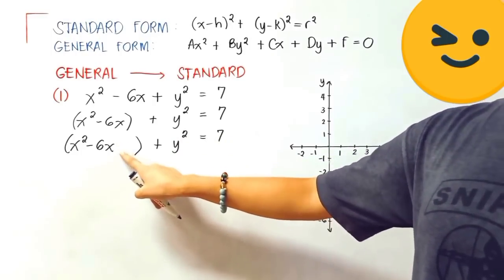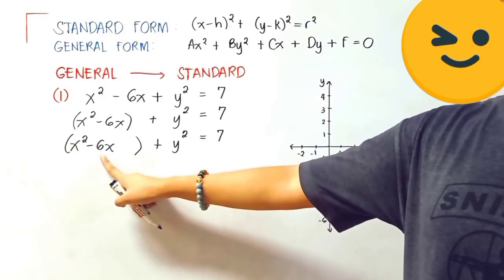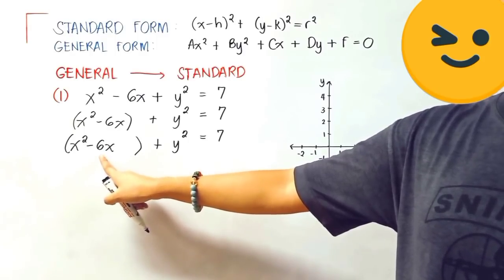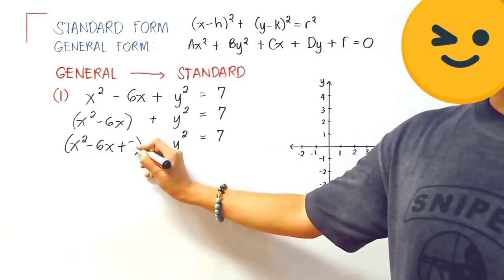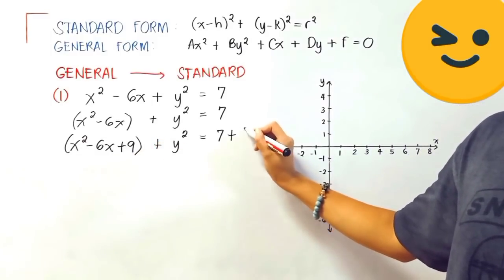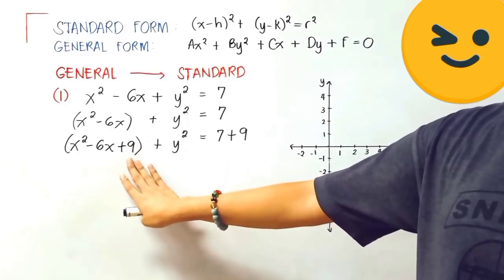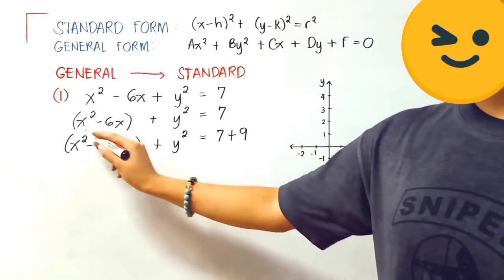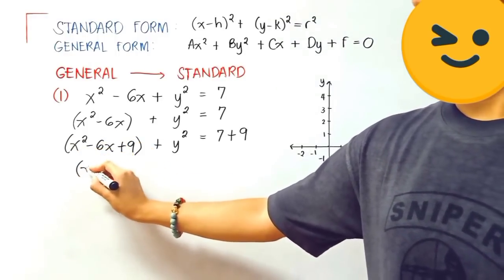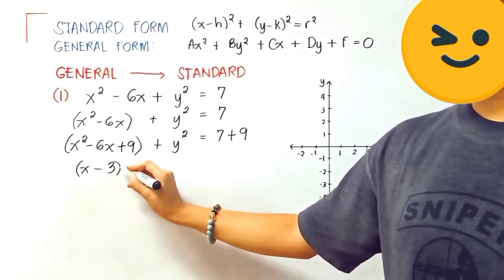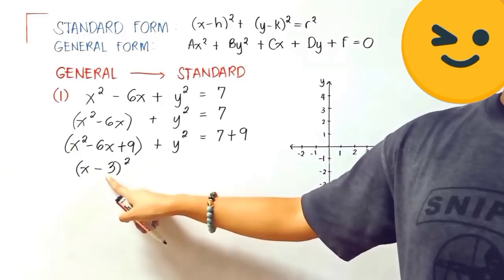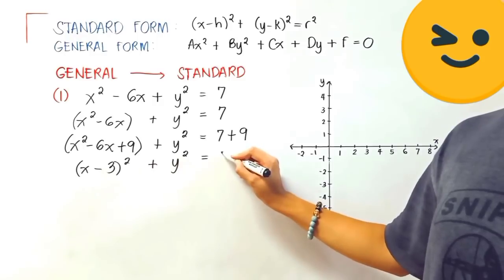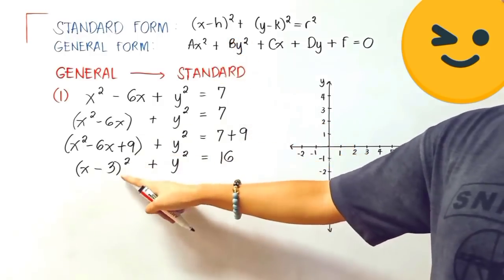Now the appropriate constant to be placed here should depend on your middle term. So negative 6 divided by 2, that's negative 3. Squared it, so that will give us positive 9. Now also place positive 9 on the right side, since whatever you do on the left side should also be done on the right side to retain the equality symbol. Now we can factor this out. (x minus 3) quantity squared, again negative 3 is from negative 6 divided by 2, plus just copy y squared, and then perform this, it's 16.